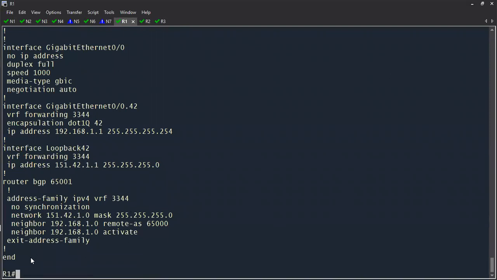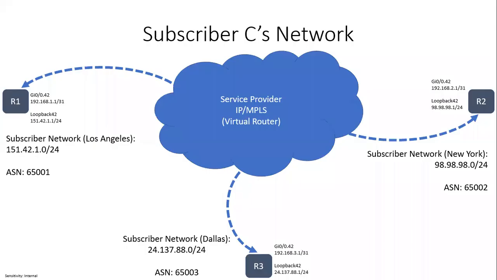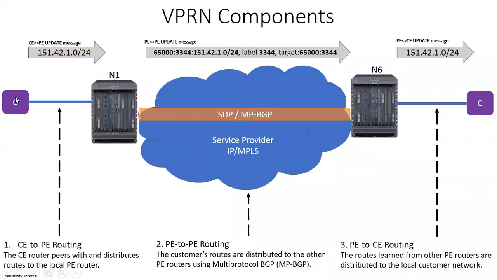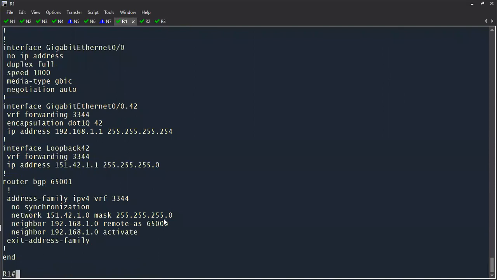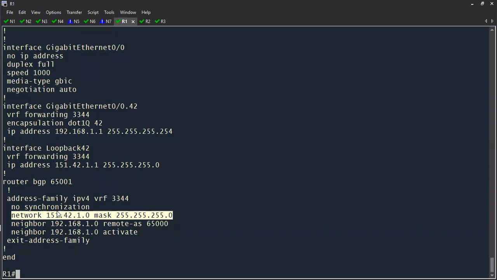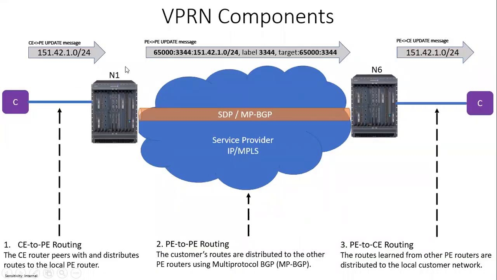And this customer edge router R1 is paired with our PE router, router N1. So R1, represented by C, is paired with router N1. And because of this network command, router R1 or subscriber C is going to send this prefix in an update message to router N1, or it's going to distribute that route to its local PE router.